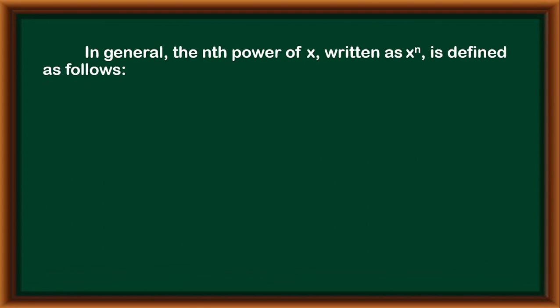Okay? So, in general, the nth power of x, written as x raised to the nth power, is defined as follows. Okay po? So, yung x raised to the nth power is equal to x times x times x times, so on and so forth until times x. Ito yung tinatawag nating n factors of x. Ibig sabihin yung n, siya yung bilang nung ilang beses natin i-multiply si x sa sarili niya.